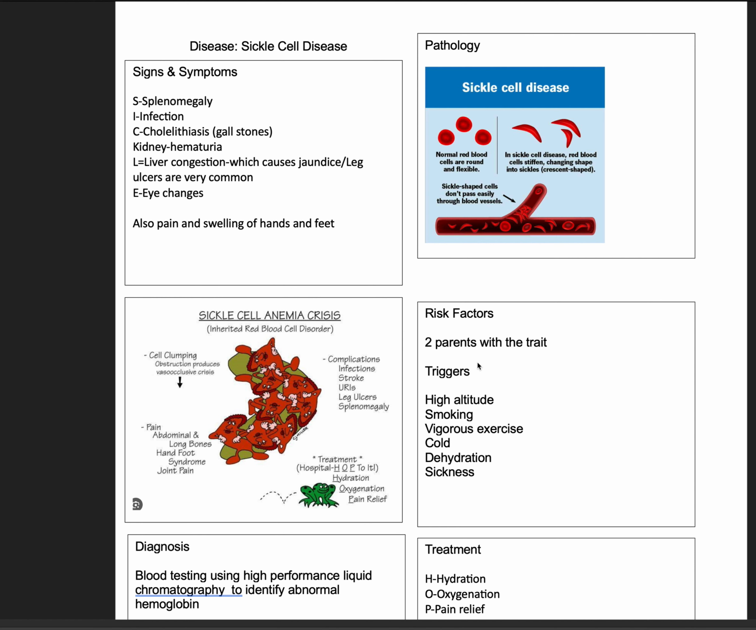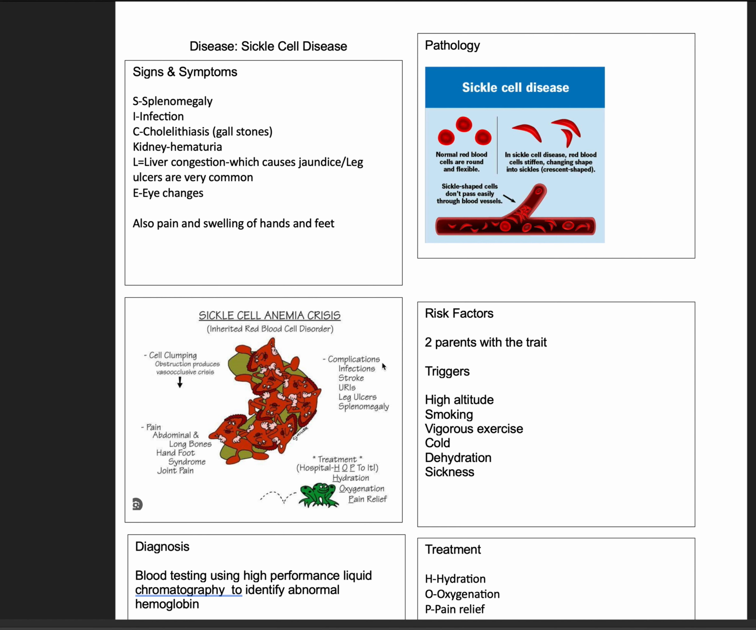In addition, cold liquids, a cold room, and cold temperatures can also cause vasoconstriction, which can further increase clotting of the cells in the blood vessels. Also dehydration and sickness. So if they become stressed with sickness, they can also have a sickle cell crisis. So complications, I talked about infections.